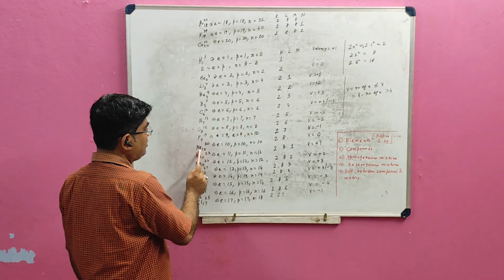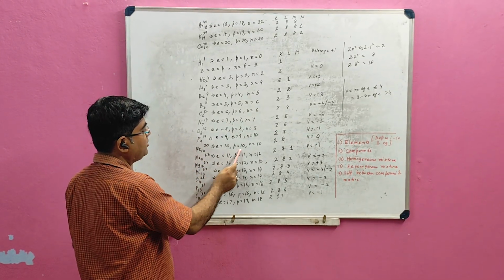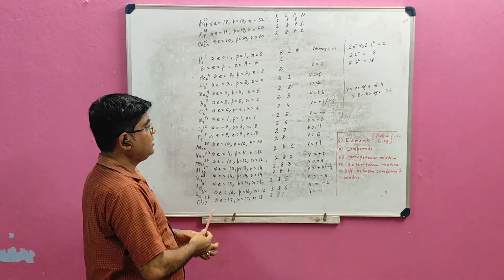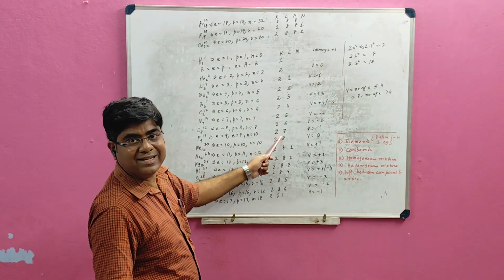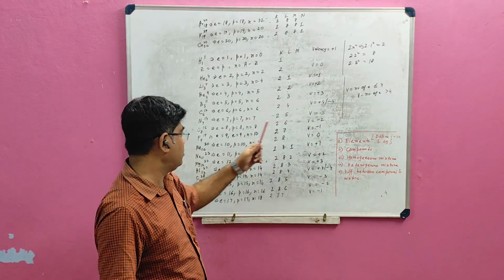By this logic, if I take neon, atomic number 10 and mass number 20, electrons are 10, protons are 10, and neutrons are 10. I can arrange them as 2, 8. The number of electrons being 8, it has completed the octet. Since it has completed the octet, the valency will become 0.